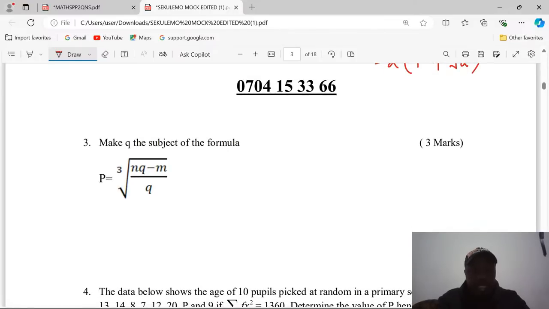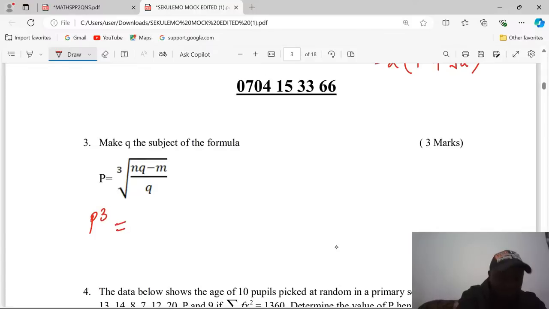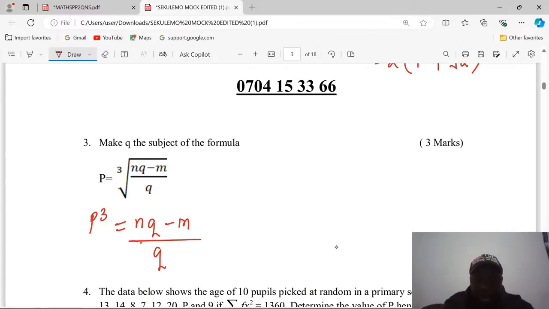Make Q the subject of the formulae. Remember, there is P equals to cube root of NQ minus M divided by Q. So we can start by cubing both sides. So when you cube both sides, P shall become cubed. This is equal to, when you cube both sides, now the cube root sign disappears, and you shall have NQ minus M divided by Q. And now you can cross multiply.